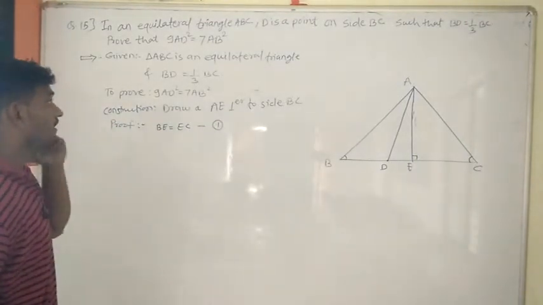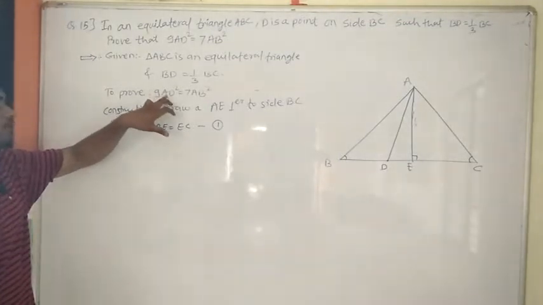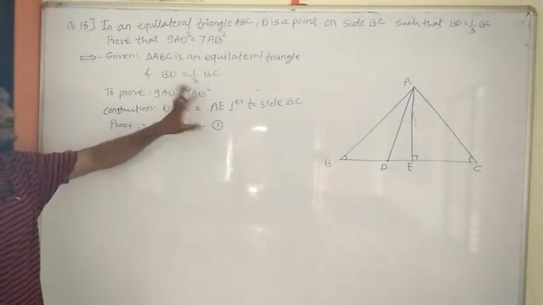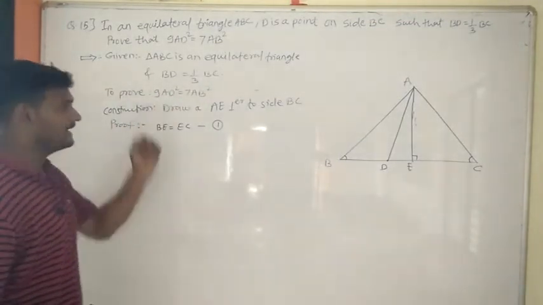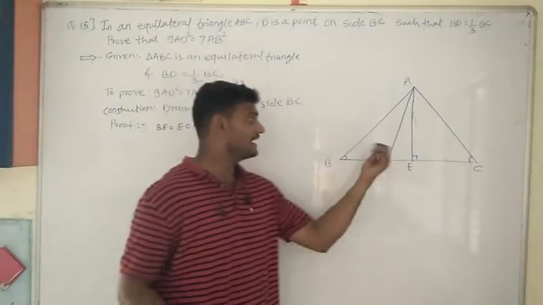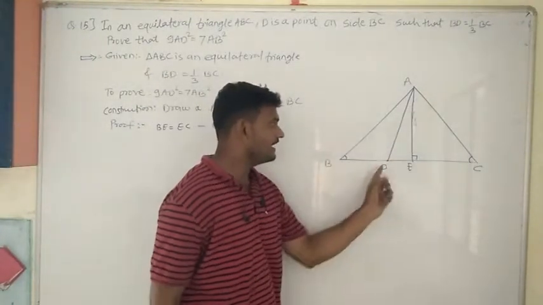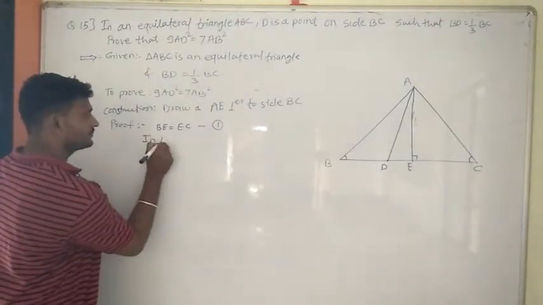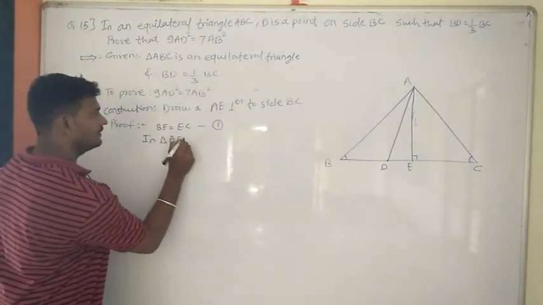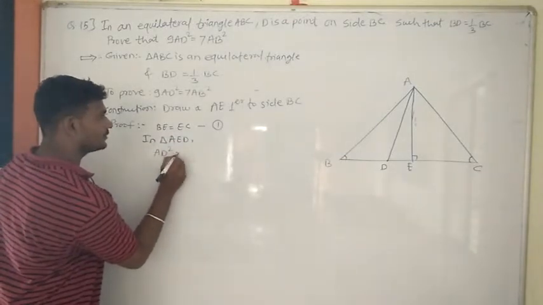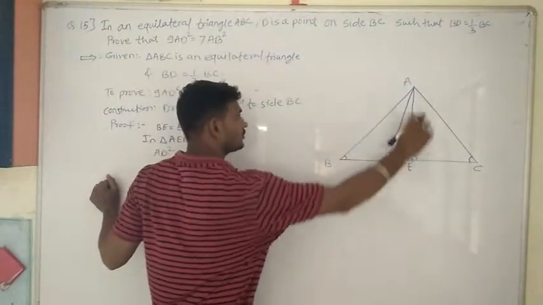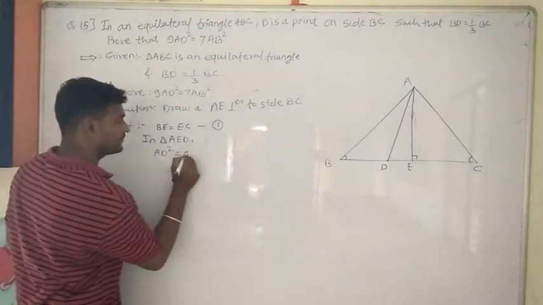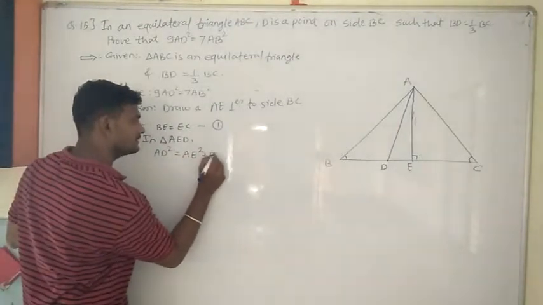Now see, in the proof, what do we want? We want 9 times AD square is equal to 7 times AB square. Therefore, AD square we want. In which triangle will we get AD square? See, in triangle AED, can we get AD square? Yes. In triangle AED, AD square is equal to AE square plus DE square.